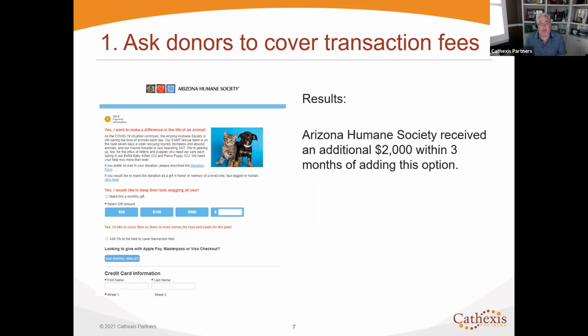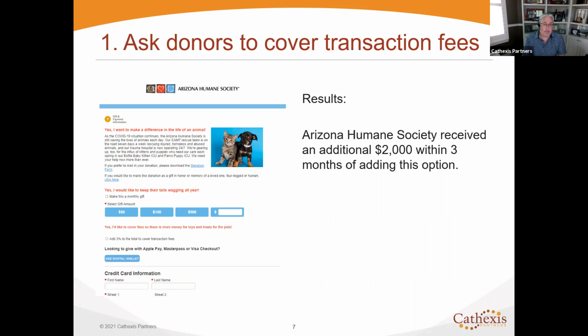In this case, Arizona Humane Society brought in an additional $2,000 within 3 months of us adding this to their form that they wouldn't have received otherwise. Basically threw $2,000 just in that checkbox. I think it was right before the end of the year, or a specific campaign, and they were really successful and obviously very, very happy with the outcome, and are still using that today. So very helpful.